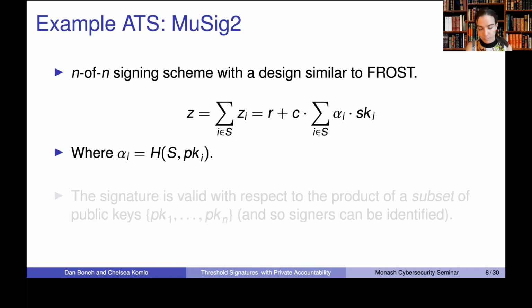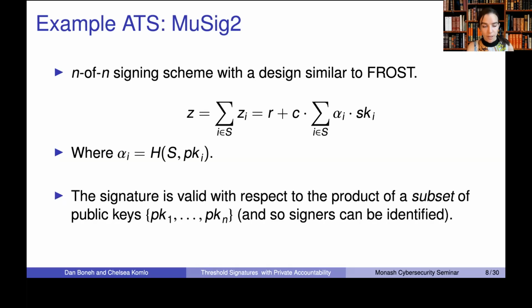So obviously, the key difference here is that we're not doing polynomial interpolation. And so this signature with this response Z will be valid with respect to some subset of public keys. So what this does is you might have a set of N public keys, and the signature will be valid with respect to whatever N keys correspond to this SKI. And so in short, signers can be identified.